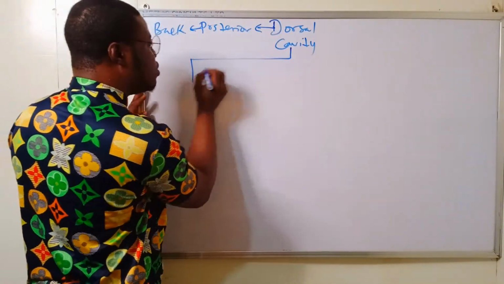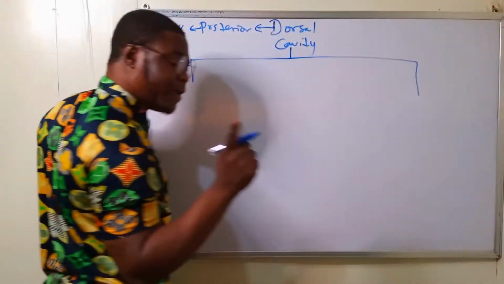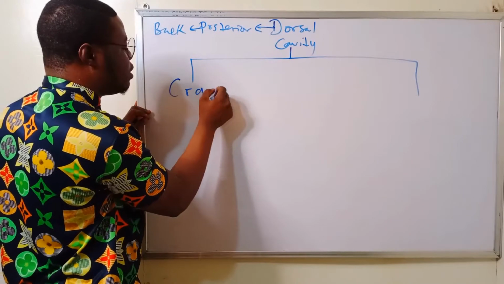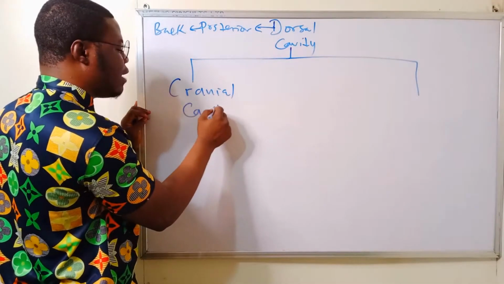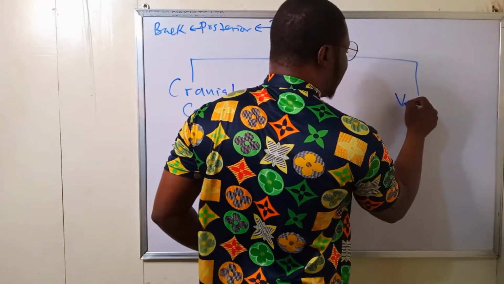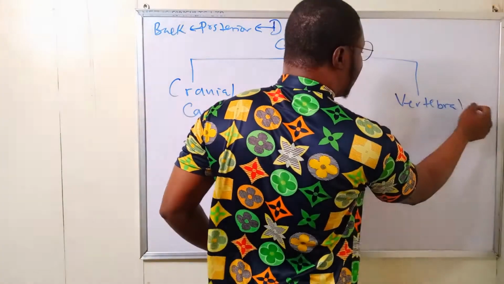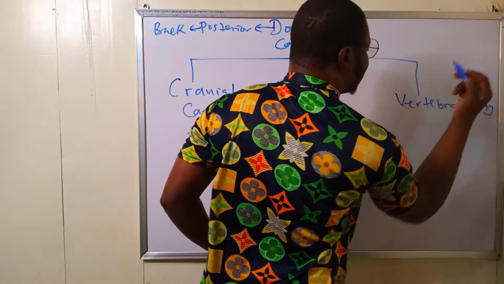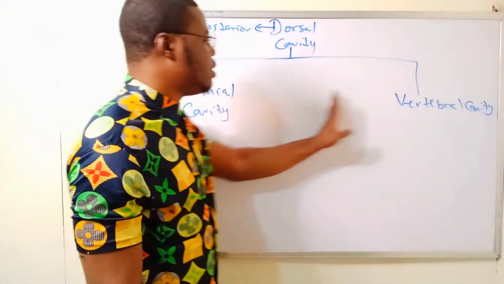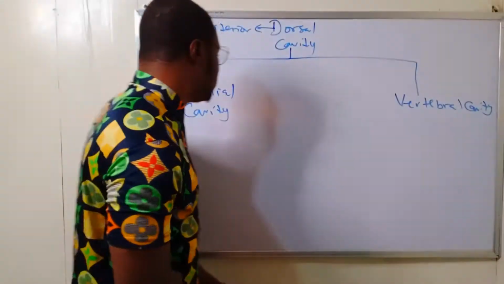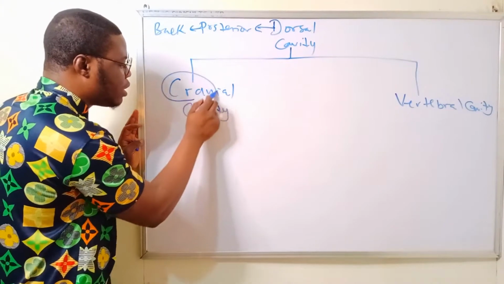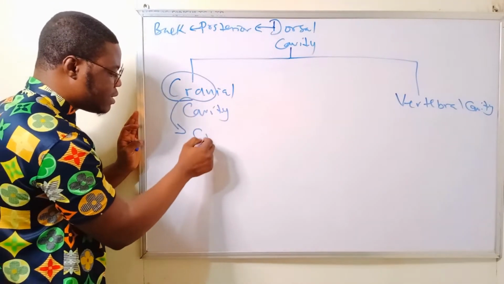So if those are the two things we can actually mention, it means the dorsal cavity is divided into just two. The first one is the cranial cavity, while the second one is called the vertebral cavity. Now, what is the meaning of the cranial cavity? And what is the meaning of the vertebral cavity? So, the cranial cavity is actually from the word cranium.